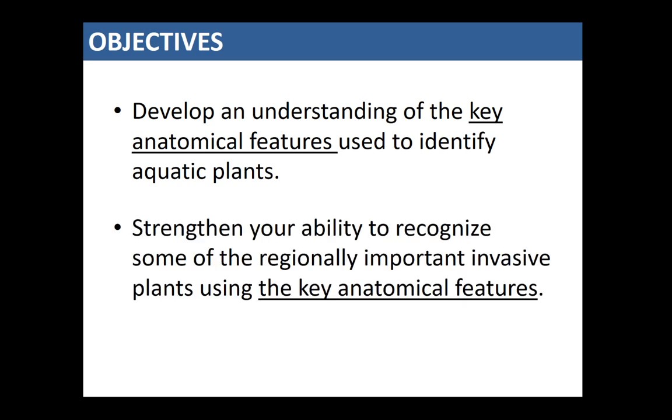The second objective then is from there I'm going to spend some time going over the identification of some of the regionally important invasive plants. So we hope that that'll strengthen your ability to recognize some of these invasive plants, and we're going to work on strengthening your ability to identify them by using the key anatomical features that I'm going to go over during the first part of this lecture.